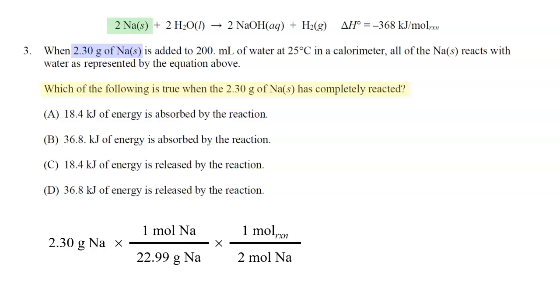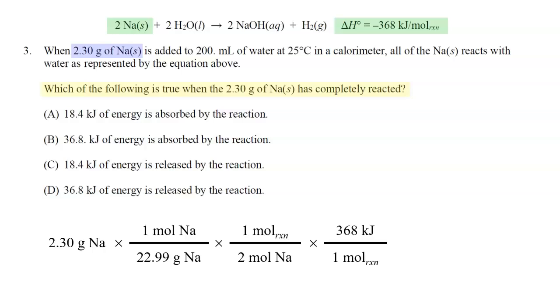So using the delta H, we can see that the units of delta H are kilojoules per mole of reaction, and the number is negative 368. So it's 368 kilojoules of energy for every 1 mole of reaction. We still have to decide if energy is absorbed or released. Well, let's go ahead and do the math so we can eliminate 2 of the 4 choices.